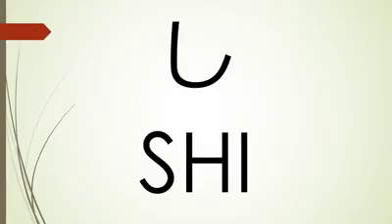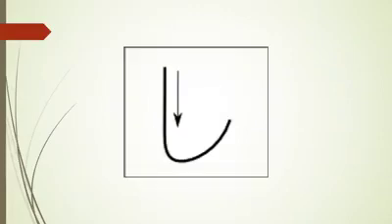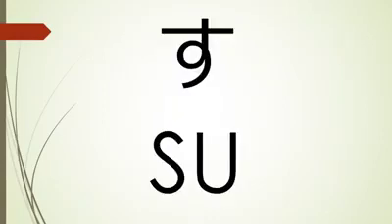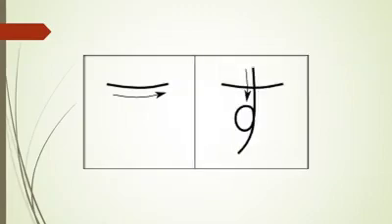Our next hiragana is shi, shi. And this is just one stroke. We come from top to bottom and then we loop back up almost halfway. Next is su, su. To write this one, we start with a curved horizontal line going from left to right. Then we draw a line that comes down and intersects with our first line, loops back around on itself, and then curves a little bit to the left.